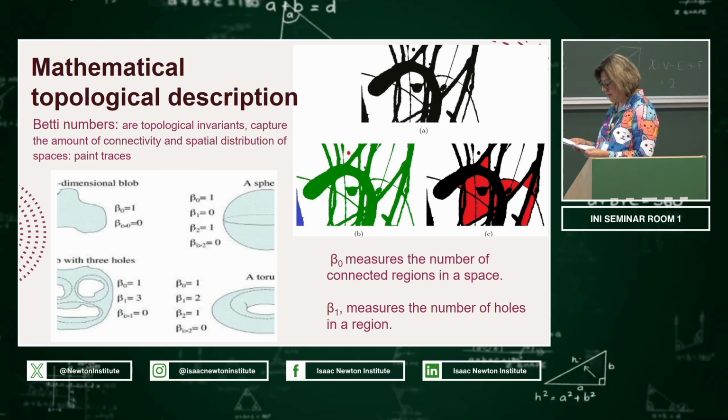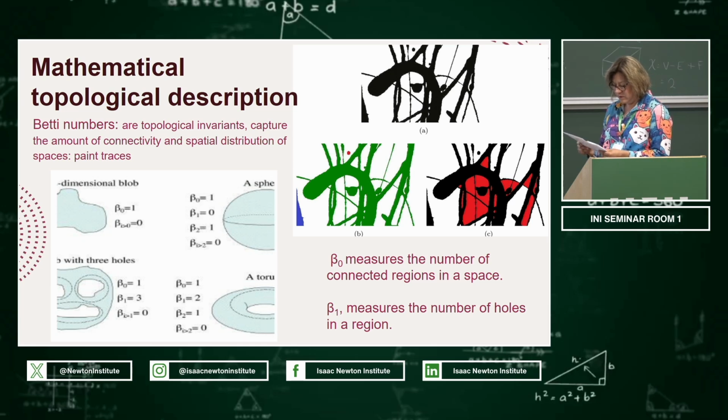For example, the image shows a small region of one of the analyzed artworks, this one. The binarized image is shown in A. In B, the connected regions are illustrated in green, and in C, some spaces or holes are painted in red. In other words, the Betti number beta 0 tells us how many connections exist in an image, and beta 1 tells us the number of spaces or holes in that same region.